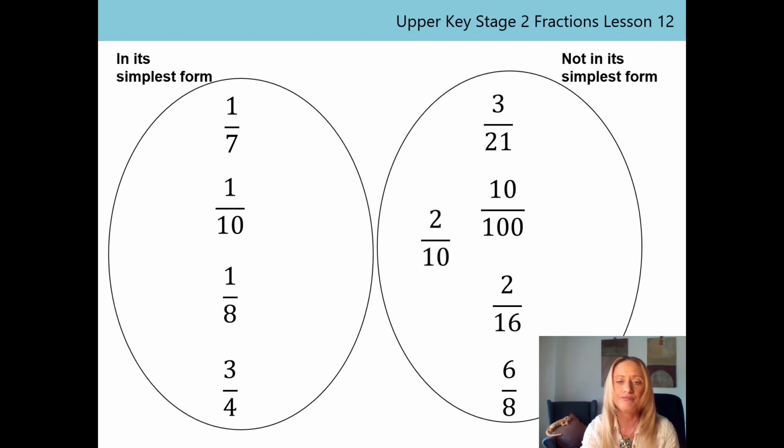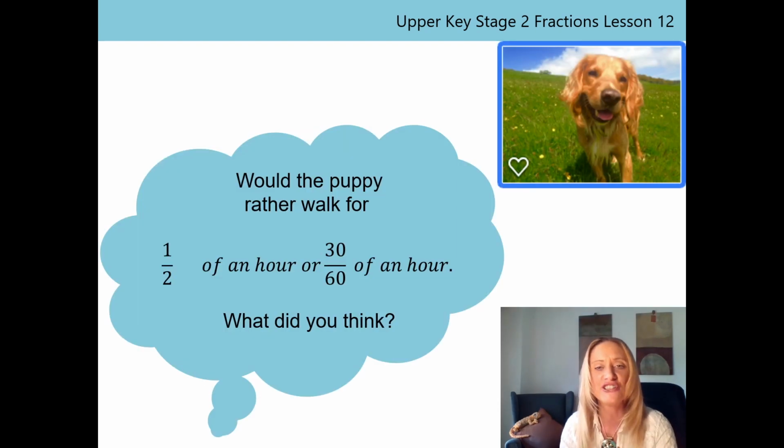Really well done. How did you get on with the challenge? Do you think my puppy preferred half an hour or 30/60ths of an hour for a walk? Yes, you're quite right. He decided to choose 30/60ths because he thought that would be a longer walk. What do you think? No, you're quite right. Half an hour and 30/60ths of an hour are the same amount because they're equivalent fractions.